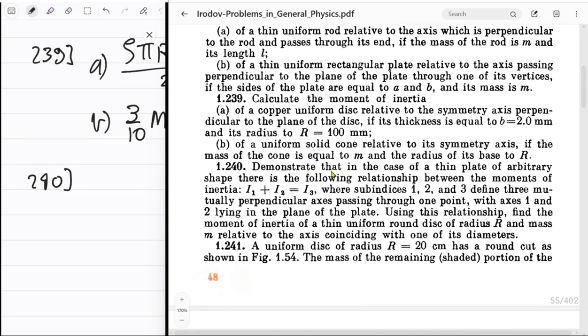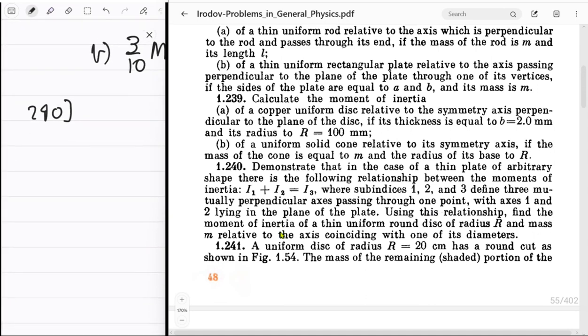240. Demonstrate that in case of a thin plate of arbitrary shape, there is the following relationship between the moments of inertia. Subindices denote mutually perpendicular axes passing through one point with axes 1 and 2 lying in the plane. Oh, just the perpendicular axis theorem. Seriously, this is just a piece of cake.